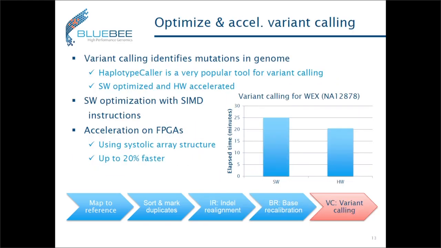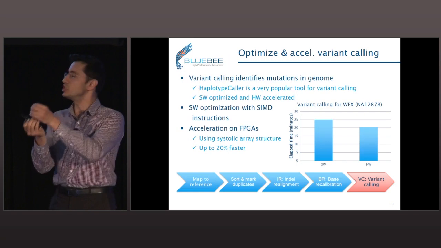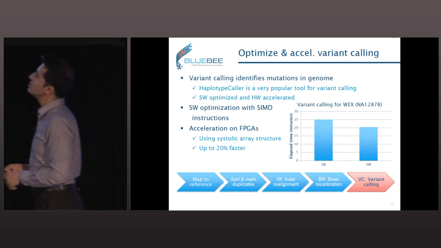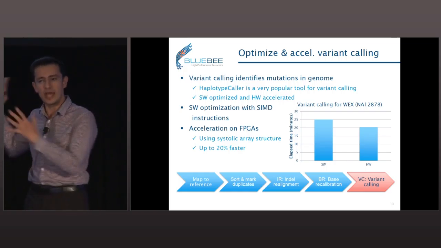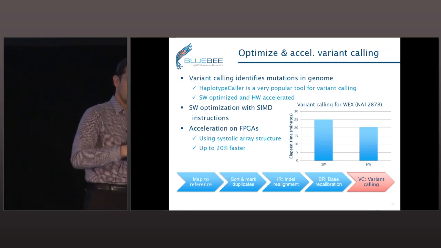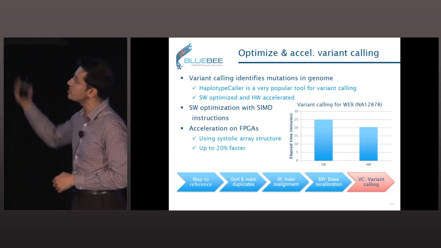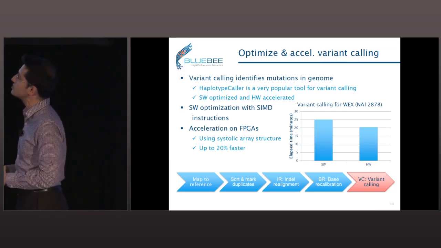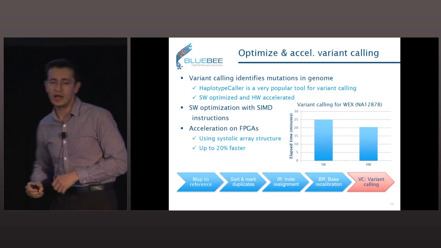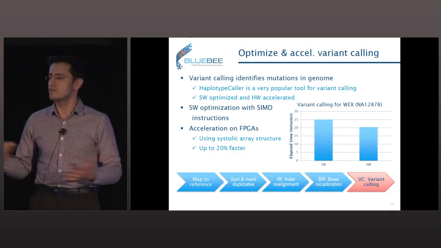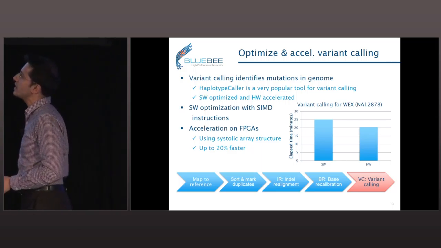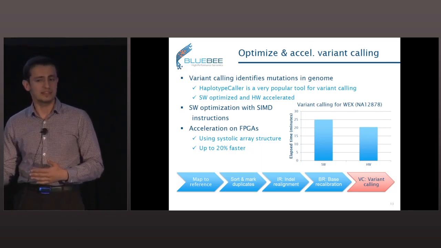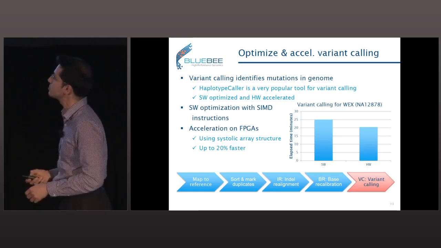And finally, the variant calling stage, which is able to identify the mutations in the reads that the genome of the patient has. We address this problem in depth. We use a number of different acceleration techniques with different hardware accelerators. And we're able to achieve anywhere between 50% and 2 times acceleration, depending on the data set and depending on the system that we used.